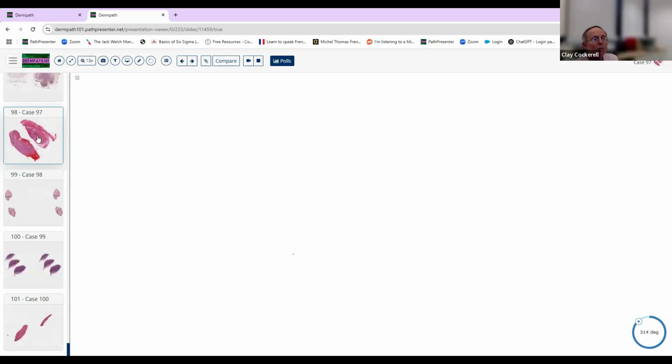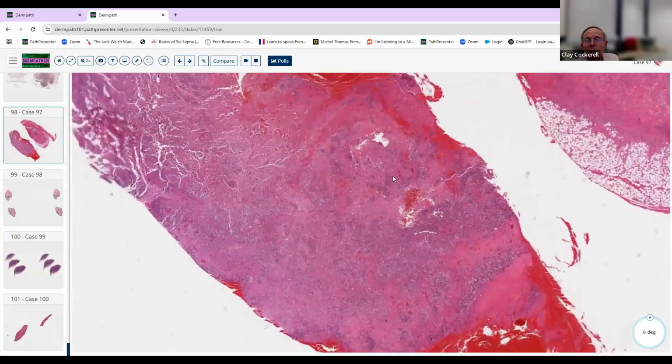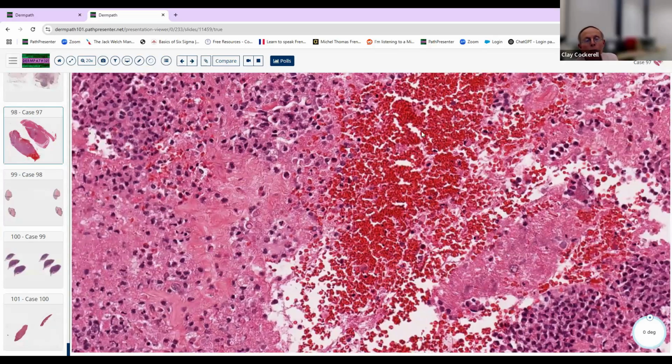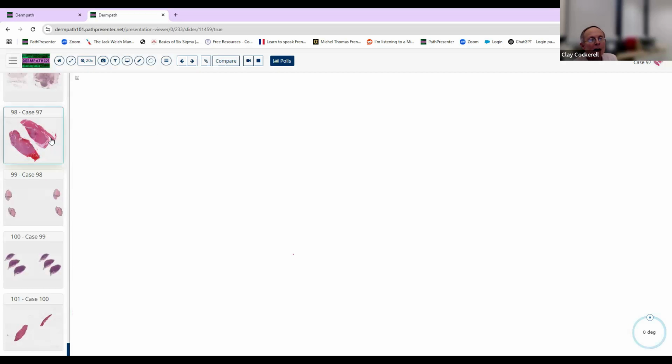Apologize for the technical difficulties here. We're going to look up in the abscessed areas. And this time, what you hopefully found were these spherules of coccidioidomycosis.